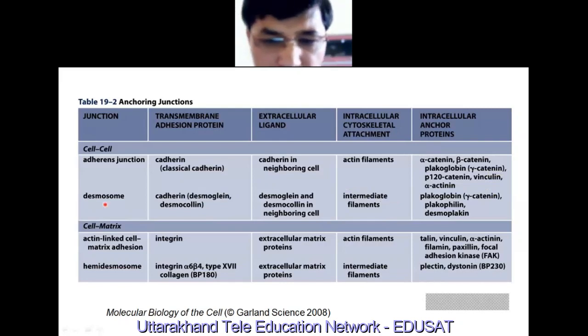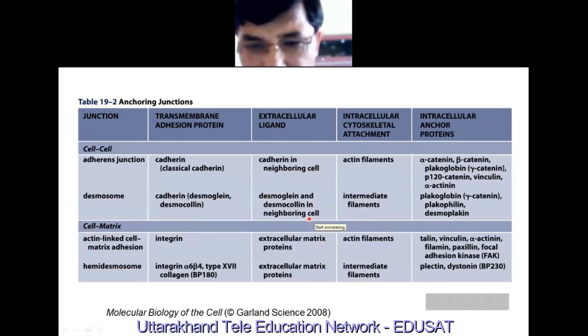Second, we will come to the desmosomes. The desmosomes are supported by cadherin molecules, and here are two types of cadherin, named desmoglein and desmocollin. The extracellular ligand is desmoglein and desmocollin in neighboring cells, and the desmosome is supported by intermediate filaments. This is a question, because the adherent junction is supported by actin filaments, while the desmosome is supported by intermediate filaments. So in terms of diameter, they can also ask you.